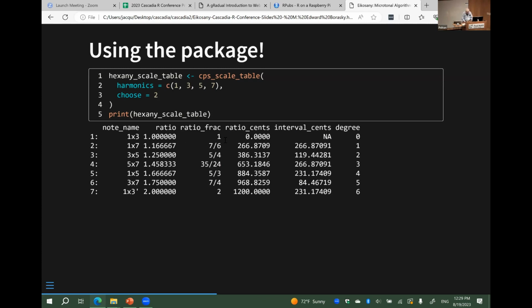The ratios in cents here, they're not 100 anymore. They're bigger than 100 because there's only 6 notes to the octave. If there were more than 6 notes to the octave, most of these ratios would be less than 100. And the intervals between the notes are also not the same. It's not equally tempered. It's just.